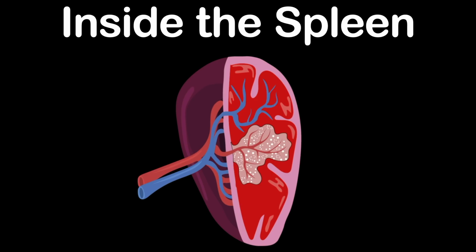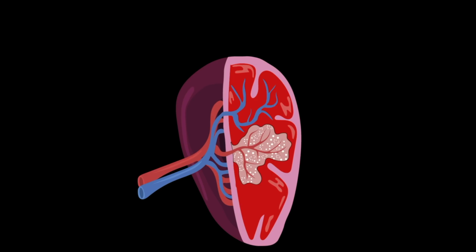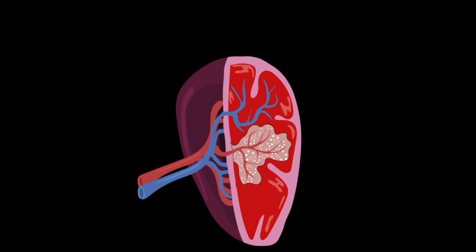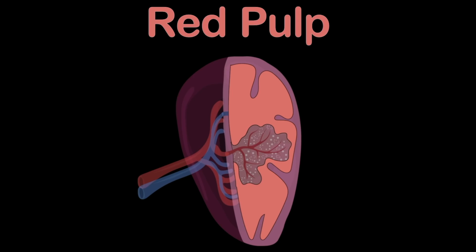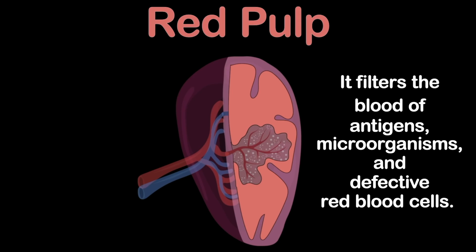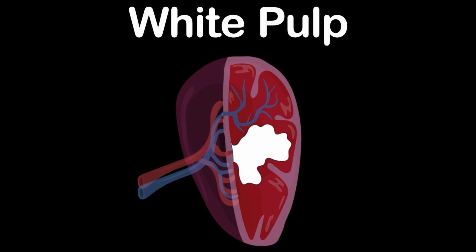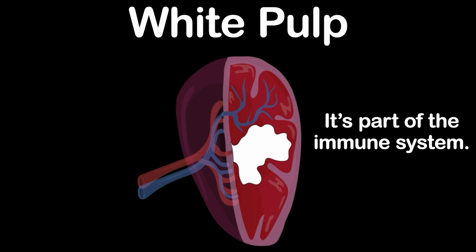Let's take a look inside the spleen to learn more of its parts. There are 2 main types of tissue in me, and that's where we'll start. The first main tissue is called the red pulp. Of this I will tell. It filters blood of antigens, microorganisms, and defective red blood cells. The second main tissue is called white pulp. We'll view this as well. It's part of the immune system, mainly made up of white blood cells.